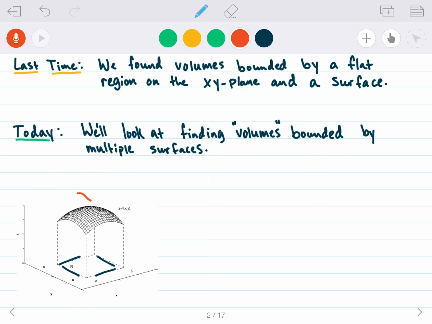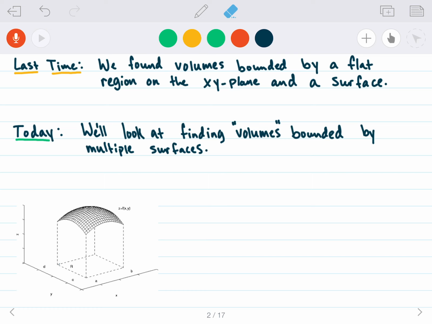So for example, we looked at something like this. We had some kind of surface, some z equals a function of x and y, and we considered the volume bounded by the xy plane and that surface. And we looked at that over rectangles. I think we did one with a triangle as the domain in the xy plane.